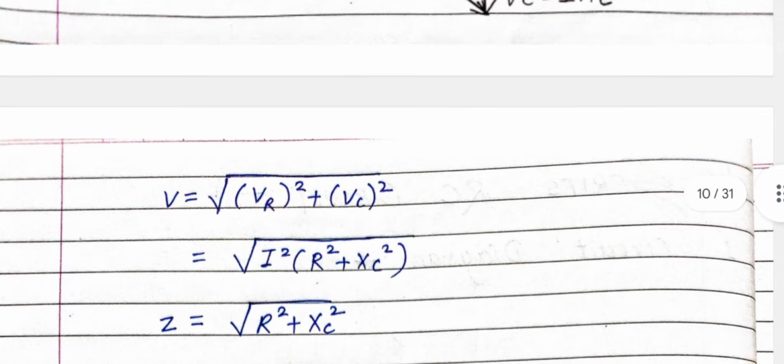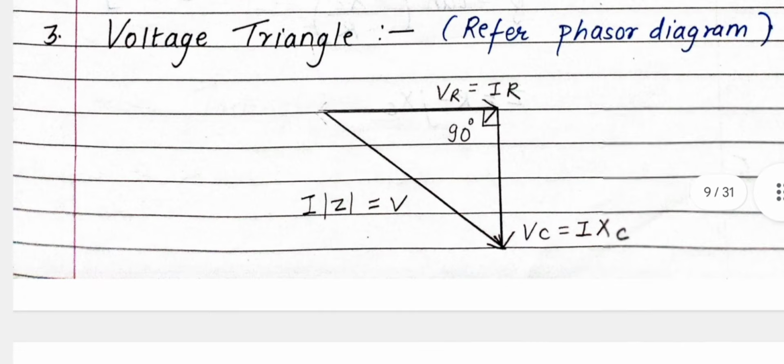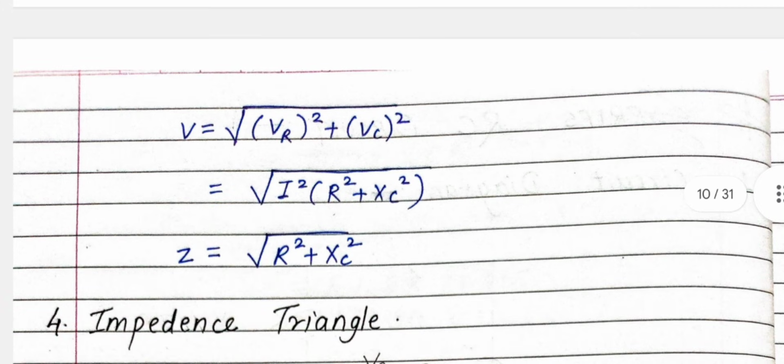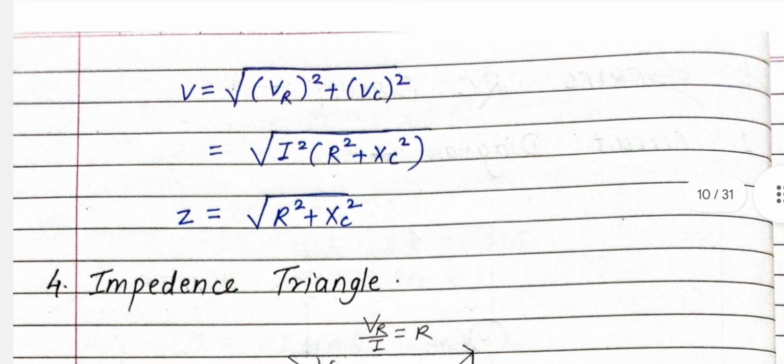Here also you have to use the Pythagoras theorem, and you have to write V is equal to under root of VR square plus VC square. What is VR square? I into R the whole square, and what is VC? I into XC the whole square. I have skipped one step and taken I square common and written R square plus XC square in the square brackets. Now this I will come outside of the square root.